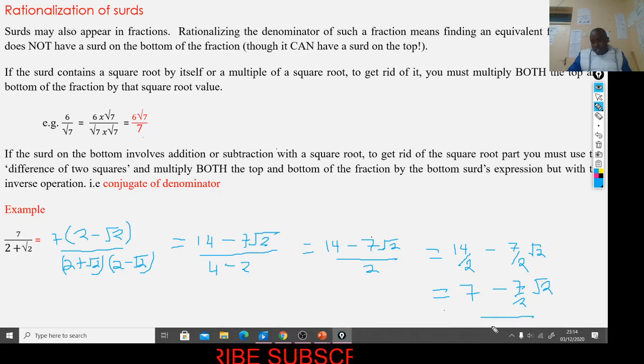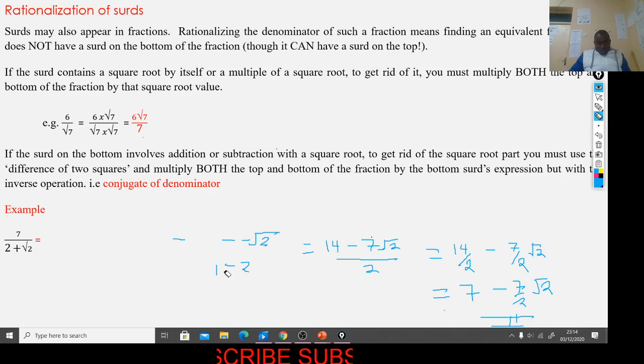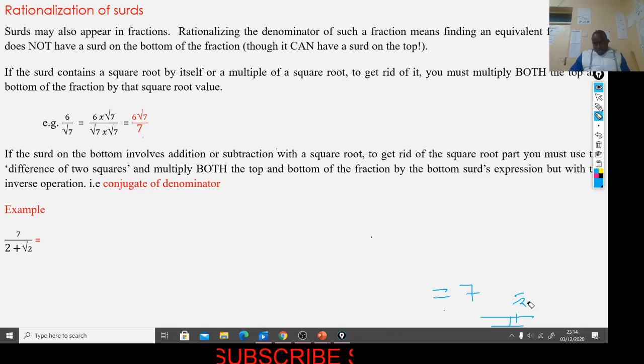That is how we rationalize the denominator. Rationalizing this one gives you this. You should know how to rationalize so that you get it in the form a plus b root c. So you should know how to rationalize the denominator.